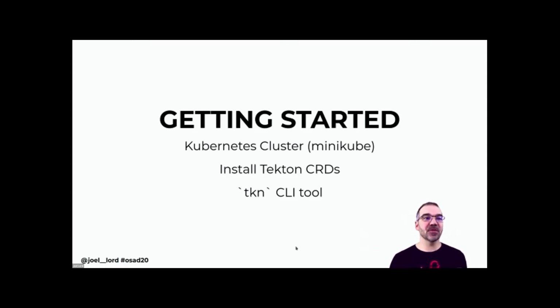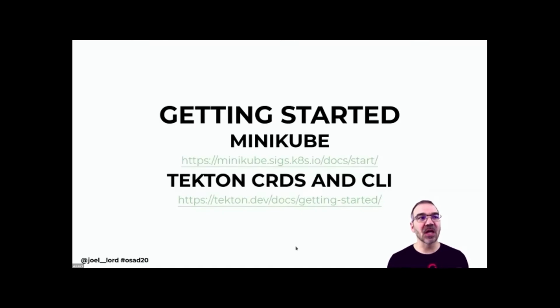So the first thing to do is to install Tekton's CRDs. So you'll just run a command, an apply. It will download the YAML file from the GitHub repository from Tekton, and it will install all the different CRDs that are needed, and you're ready to go. You're ready to use Tekton already. The other thing that you'll probably want to use is the Tekton or TKN CLI tool, which is also relatively easy to install. So you can take a look at how to install Minikube and Tekton CRDs and the CLI at this address right here. Once again, I will share my URLs at the end.